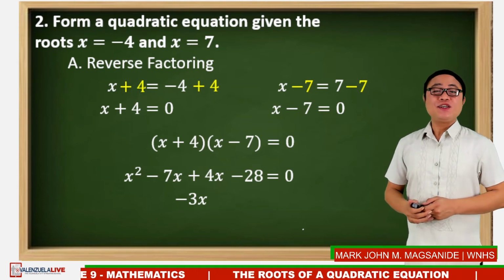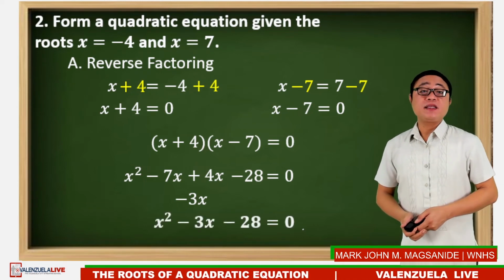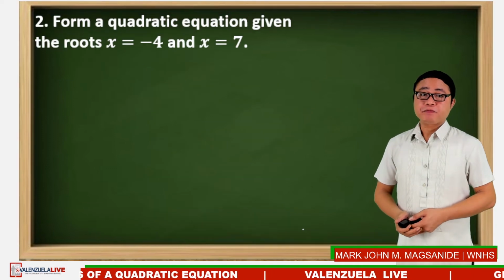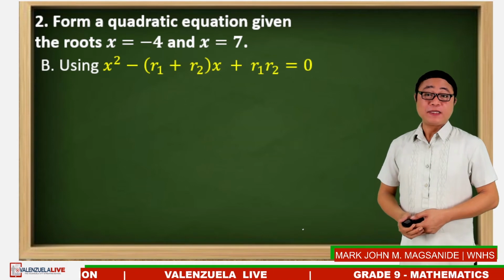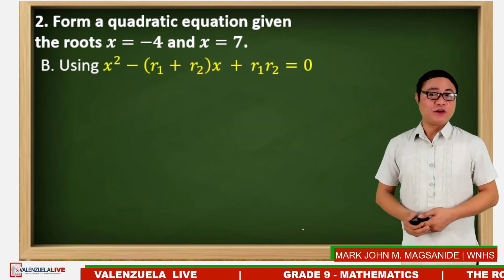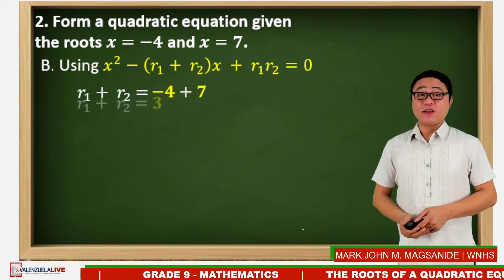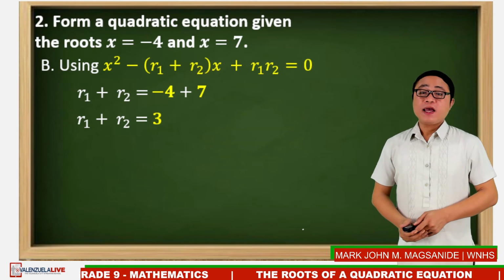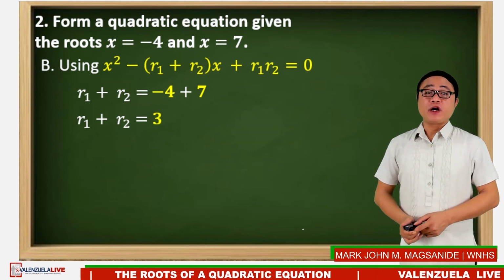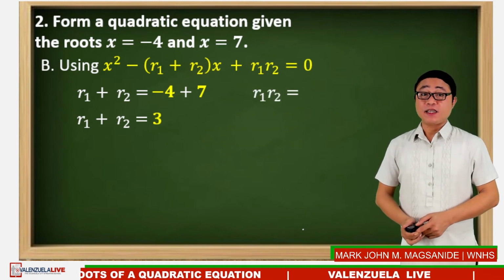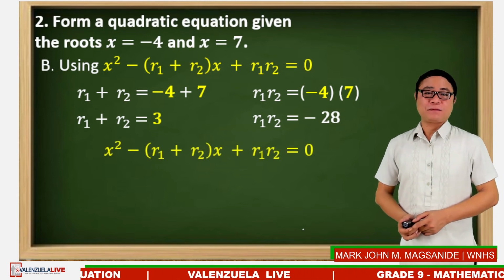And now, using the second method, let us find the sum of the roots by adding the two given roots. So we have negative 4 plus 7 is equal to 3. And getting the product of the two given roots, negative 4 times 7 is equal to, yes, that is negative 28.